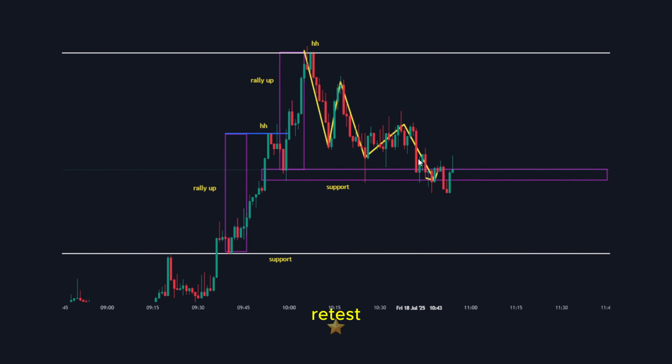This gives us our retest at this level, testing previous zone of support with momentum candle to the upside in line with the current trend.